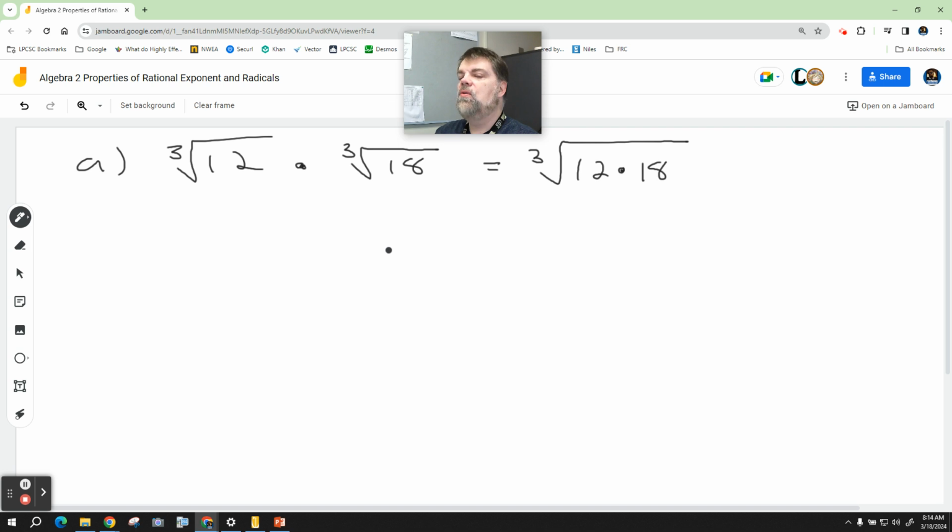Okay? Now, one thing I want to point out to you guys, what do you notice about 12 and 18 with regards to factors? What number divides evenly into both of them? 3 does, 6 does as well, right? So that's an interesting thing. Anyways, what's 12 times 18? Anybody know off the top of their head? 216? Okay. So 216 is what it is.